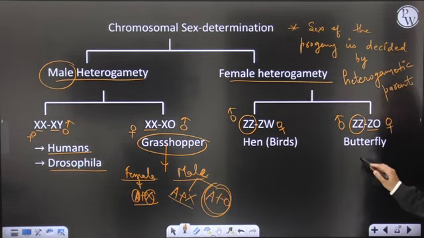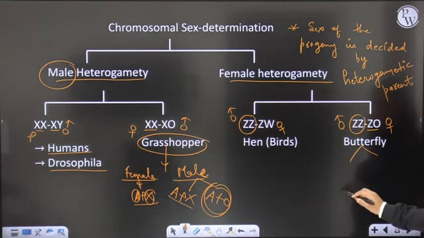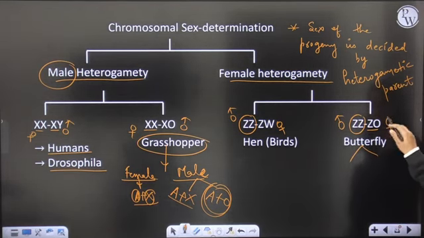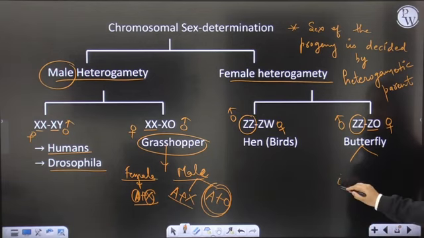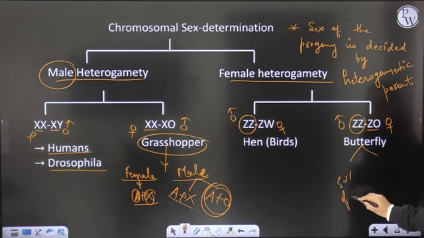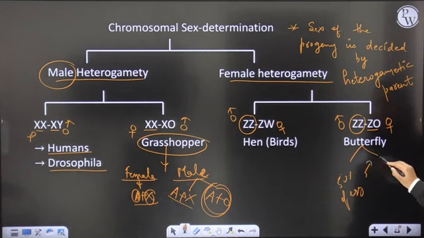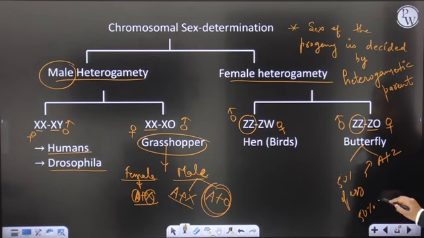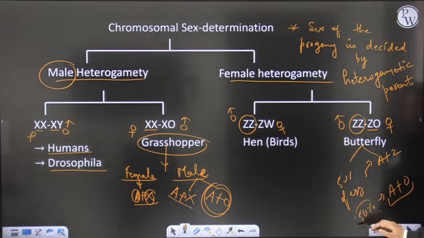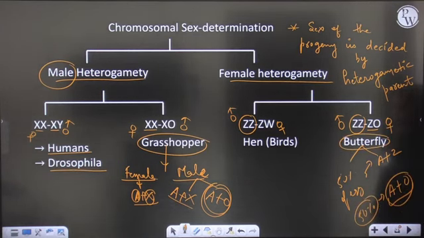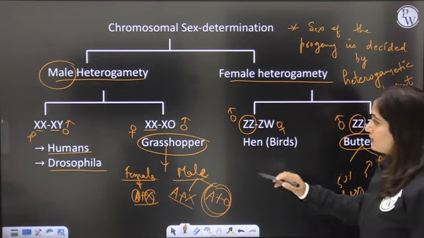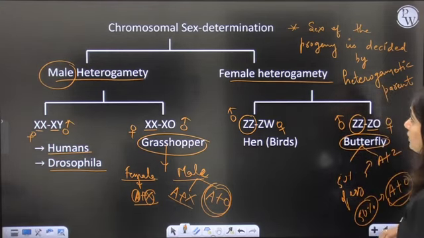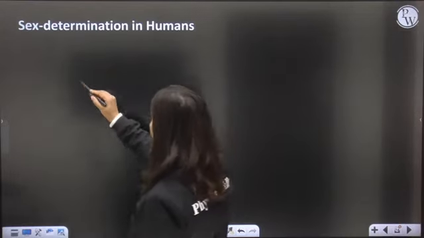Likewise here, 50% of the eggs will be A plus Z and 50% of the eggs would be A plus O. That means 50% of the female gametes will not have any sex chromosome, and that would be the example of butterfly. Okay, so let's see the case of sex determination in humans.